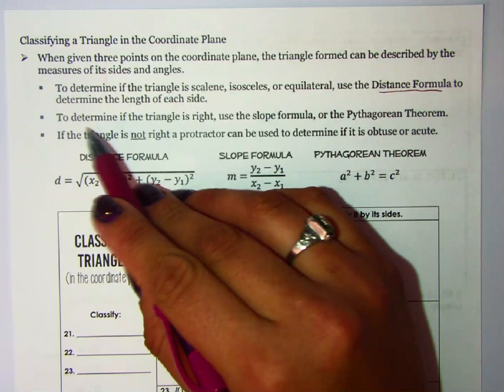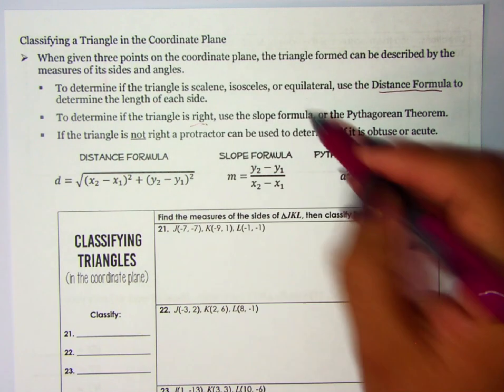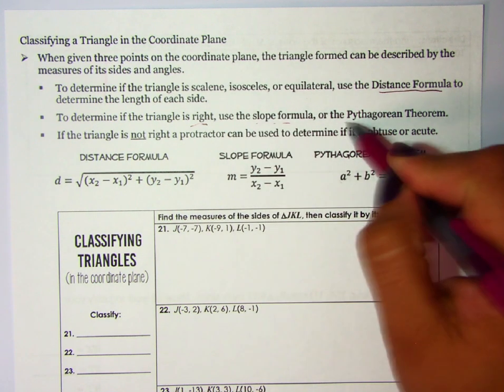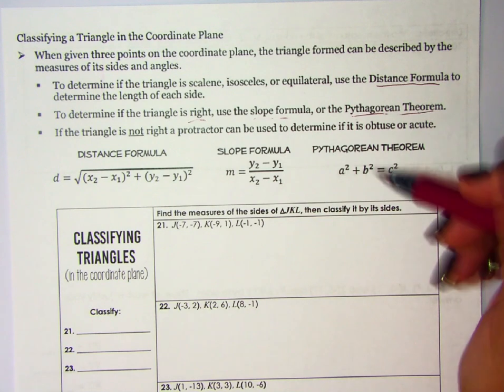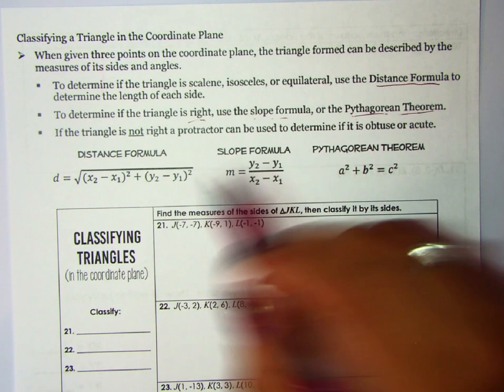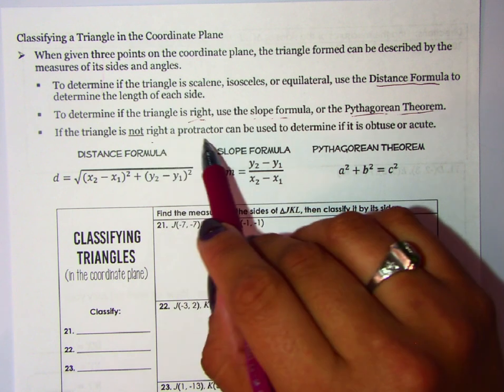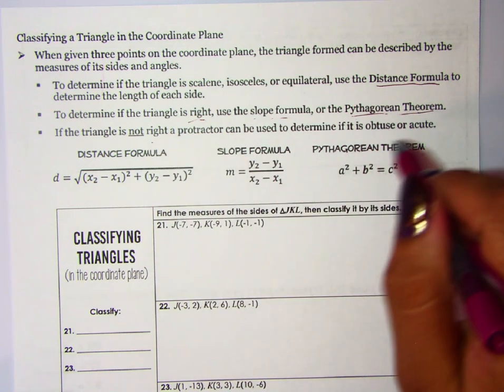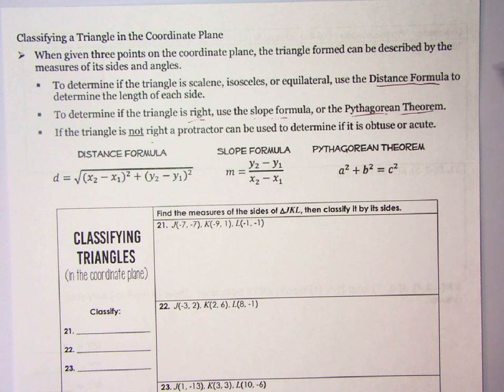You could also determine if the triangle is a right triangle using the slope formula or the Pythagorean theorem. So we'll go over an example on that. If the triangle is not a right triangle, it can be used to determine if it's obtuse or acute.